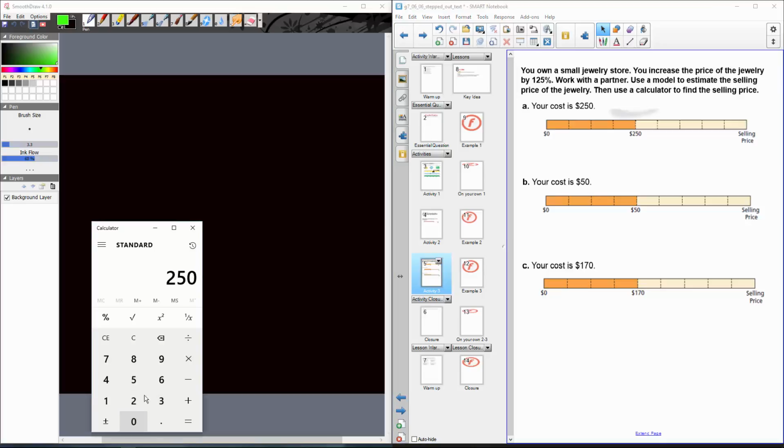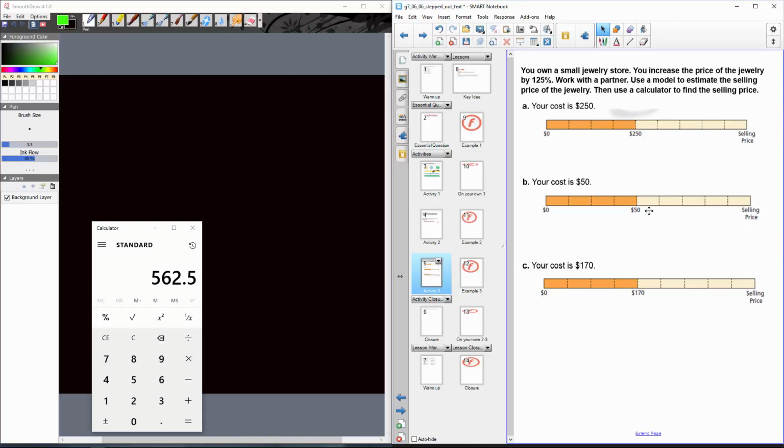250 divided by 4. So 62.50 here for each one of these blocks. So if I do all of them, and there's 1, 2, 3, 4, 5, 6, 7, 8, 9, so 62.50 times 9, I will have $562.50. And that's the answer. That's how much I would be charged.